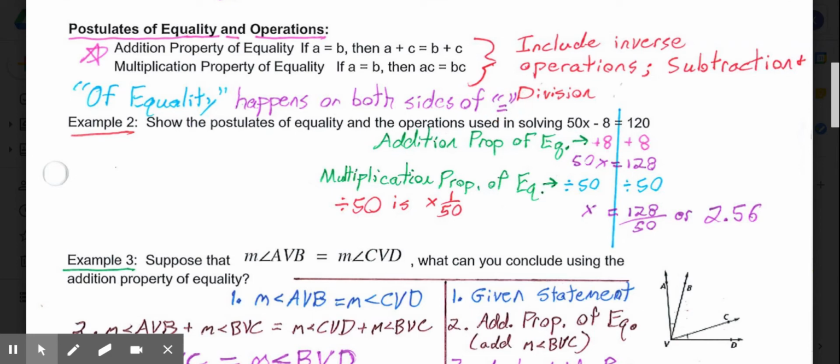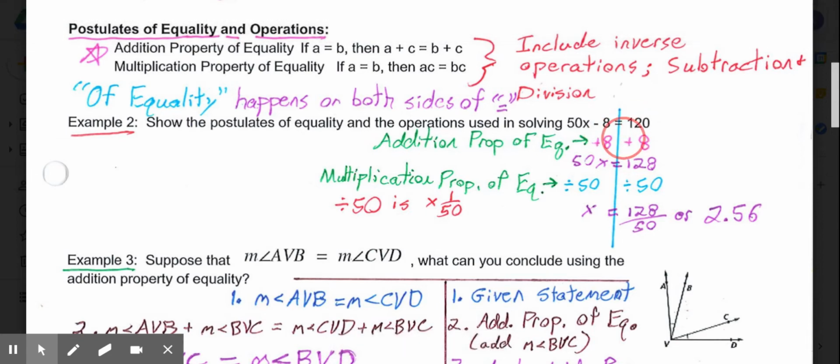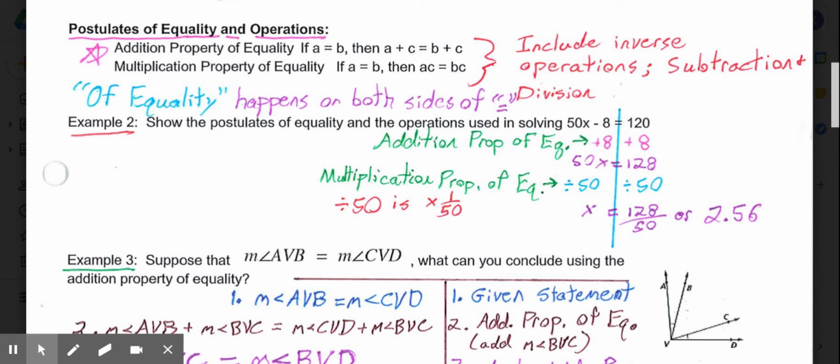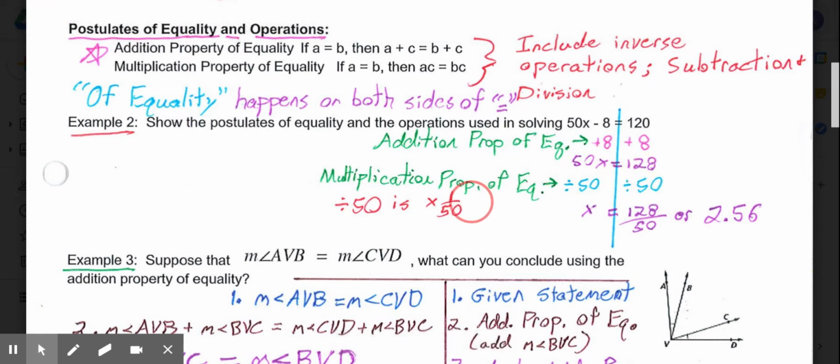In example 2, it says show the postulates of equality and the operations used in solving 50x minus 8 equals 120. To solve that, we would add 8 to each side, which is the addition property of equality. Then we're left with 50 times x equals 128. To solve for x, we're going to divide each side by 50, which is the same as multiplying by 1 over 50. We call that the multiplication property of equality. So then x would equal 128 over 50.